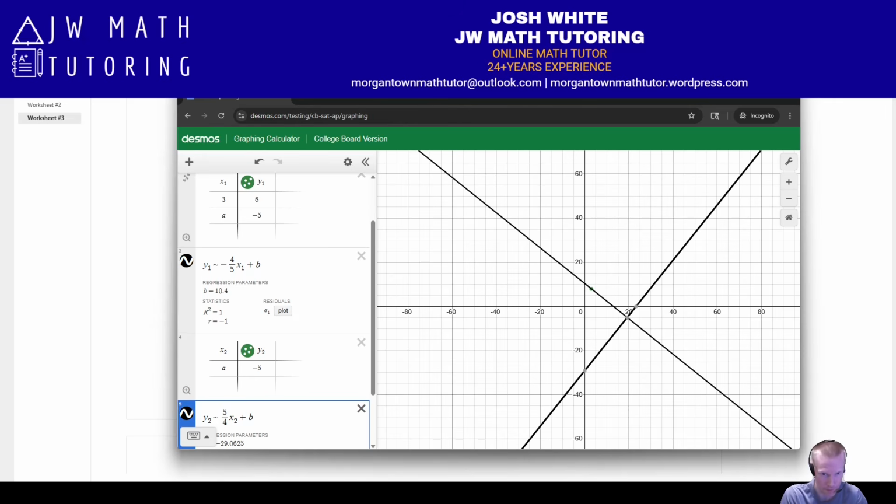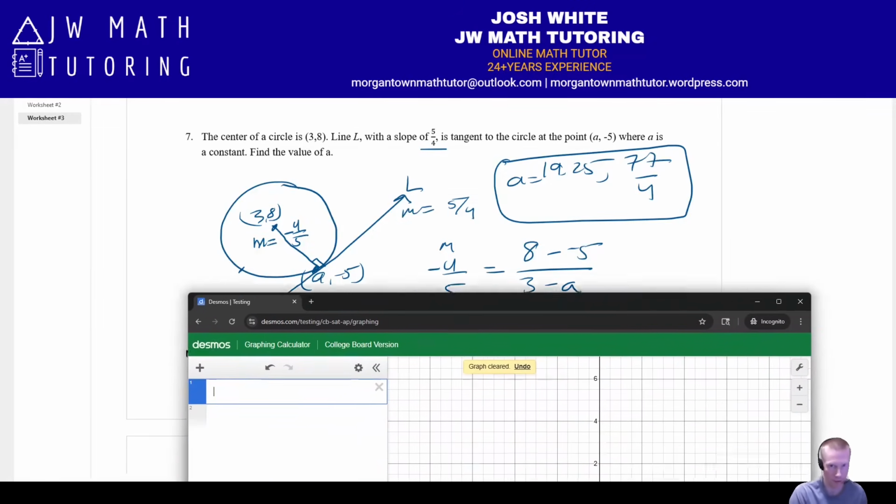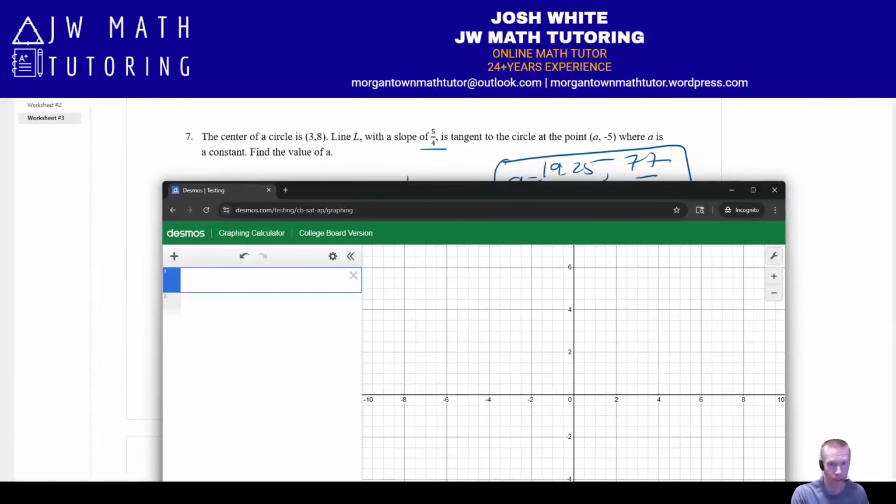Okay, so now with all that being said, let's say you want to do the entirety of the work in Desmos. All right, so here's how I would approach that. First, you would have to figure out that the slope of the radius going from the center to this a, negative 5 point is negative 4/5.